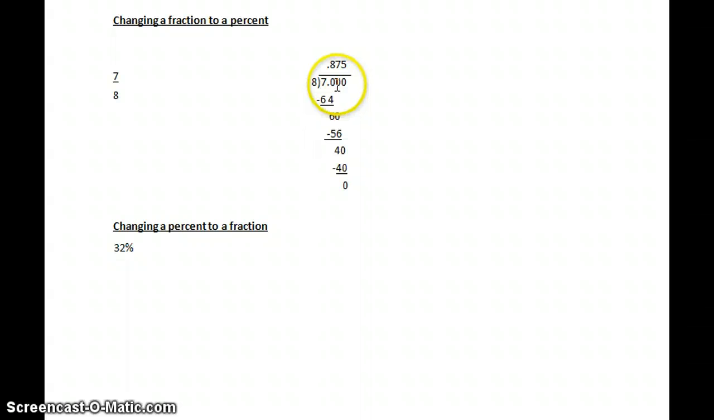Now I need to change that decimal into a percent. And if you remember, changing a decimal to a percent is just a matter of moving this decimal 2 places to the right. So I will move it 2 places to the right, and it becomes 87.5%. That's it. So it's one little extra step above the decimal part. Be careful to remember to move that decimal, because a lot of times people will forget and just call it 0.875%.